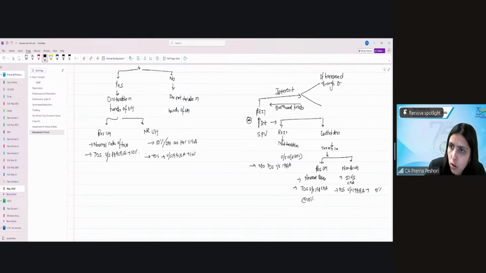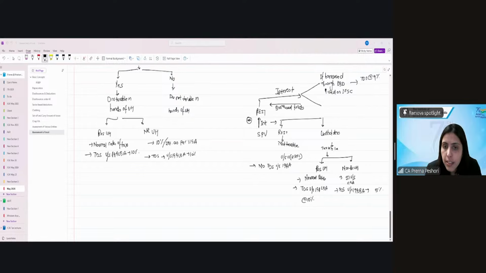Through the bonds or rupee denominated bonds, bonds denominated in rupee listed on IFSC, the REIT is required to deduct the TDS at the rate of 9%. Is this clear? Yes or no? Yes, ma'am.